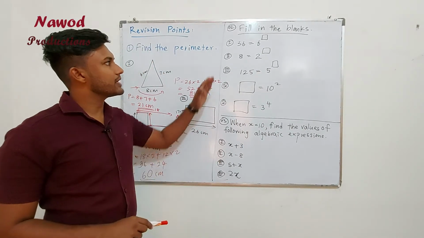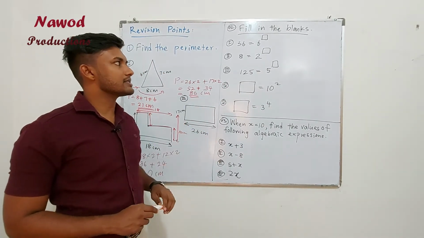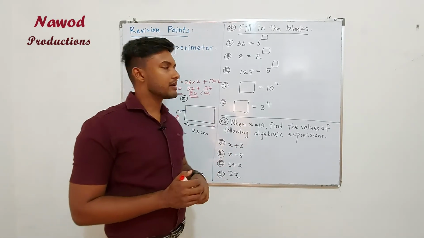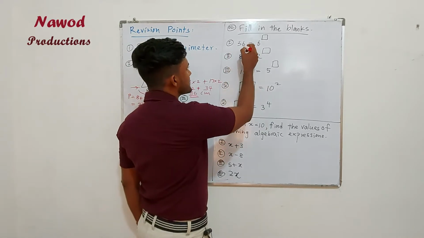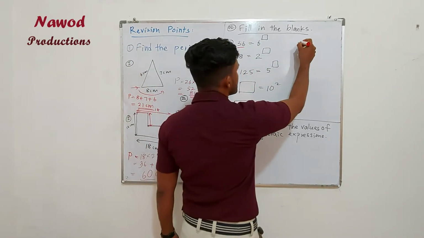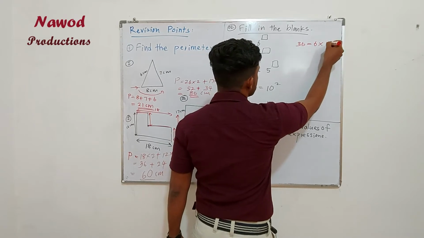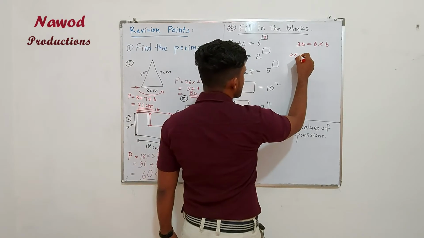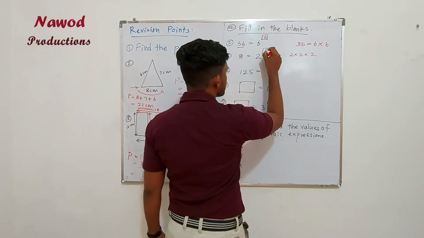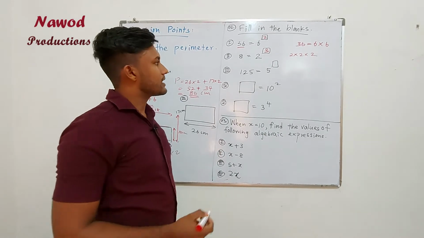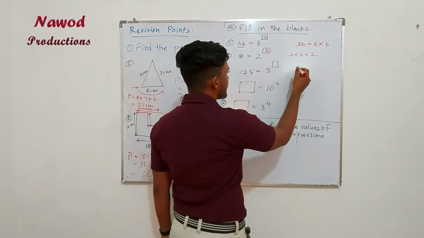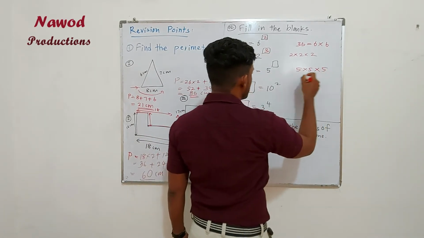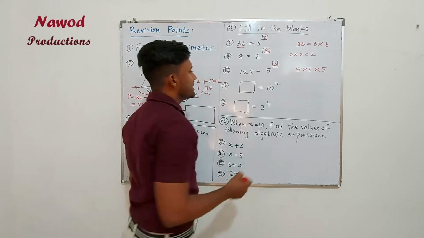Then the next question, fill in the blanks. There are some indices, right? Then index notation and the written form, can you remember? Then dear students, 36 equals 6 multiplied by 6, then 6 to the power 2. 8 equals 2 into 2 into 2, then 2 to the power 3 we can obtain. Then here 125: 5 into 5 is 25, 25 into 5 is 125, 5 to the power 3 we can obtain.